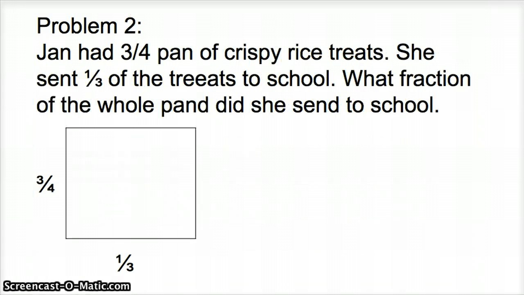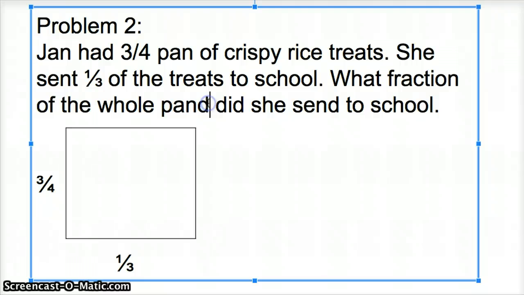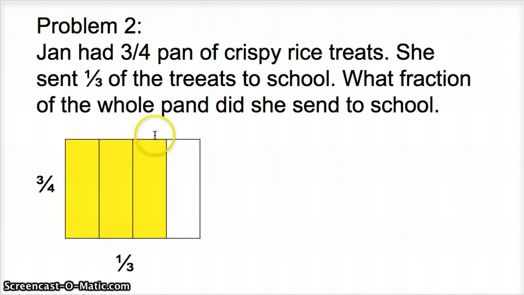Second problem. Jan had 3/4 of the pan of crispy rice treats. She sent 1/3 of the treats to school. What fraction of the whole pan did she send to school? So in this case, we have 3/4 times 1/3. So how do I split this into fourths? That's how I do it, with 3 lines going across. Make sure you draw that. And I highlight 3 of them because that would be 3 out of the 4.